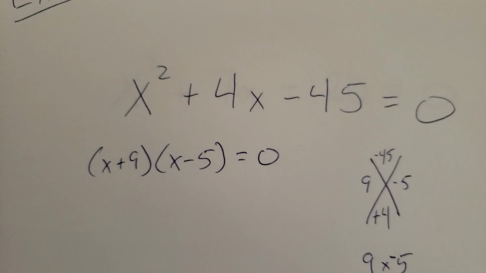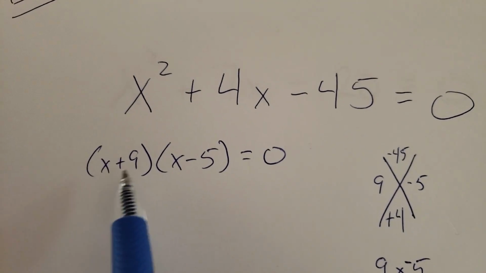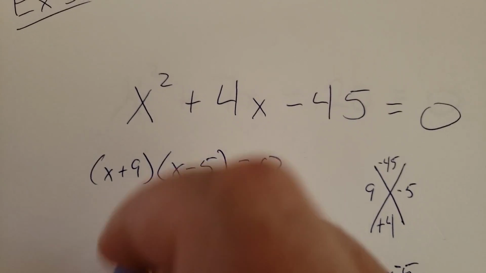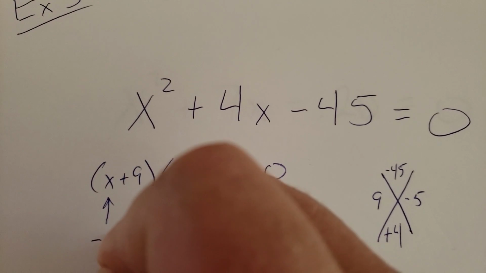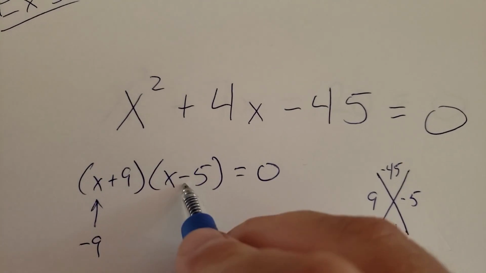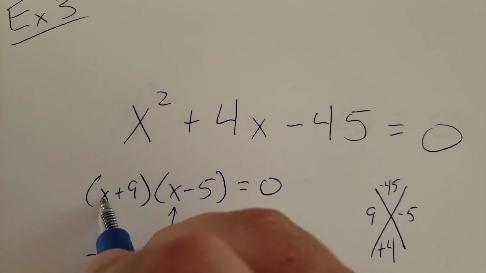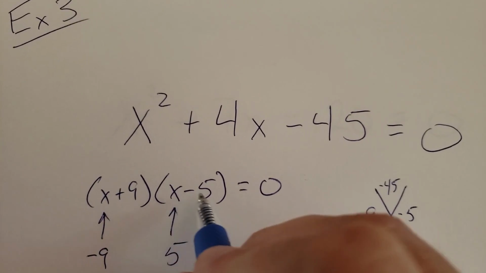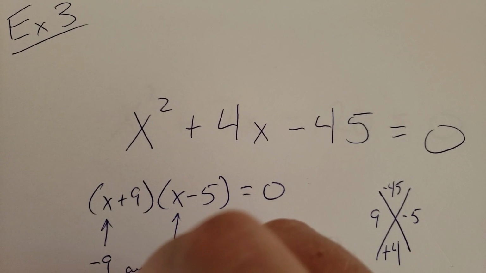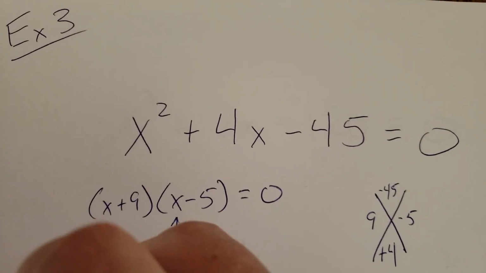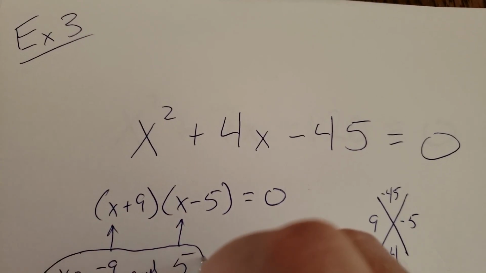And now I'm going to ask myself about the additive inverses to make 0 in here. So the additive inverse of positive 9 is negative 9, and the additive inverse of negative 5 is positive 5, because negative 9 plus 9 makes 0, 5 minus 5 makes 0. And that would be my solution.